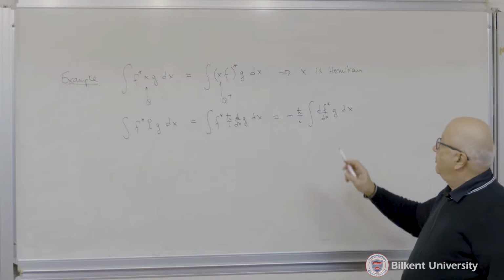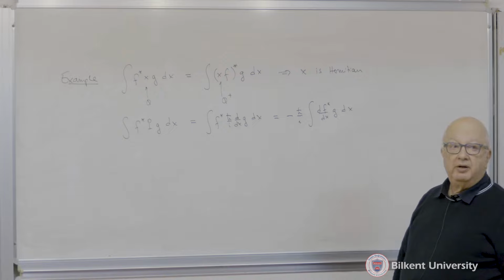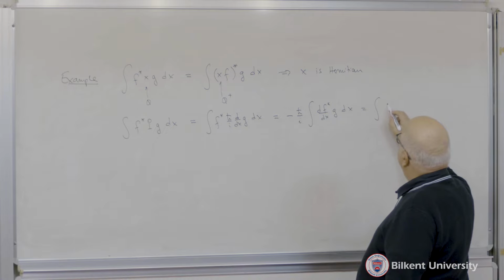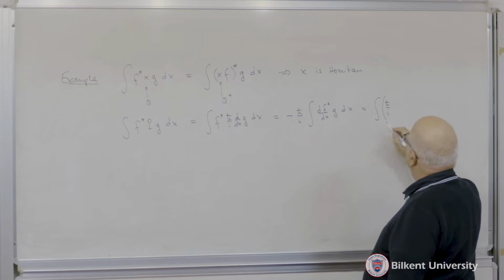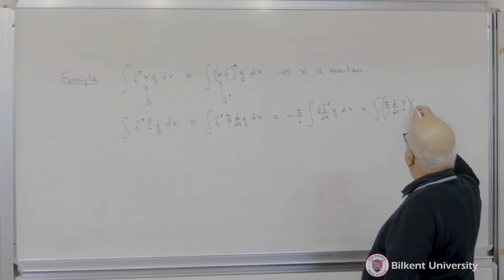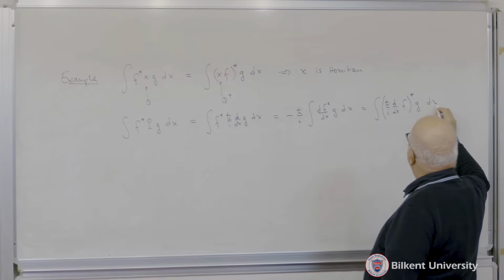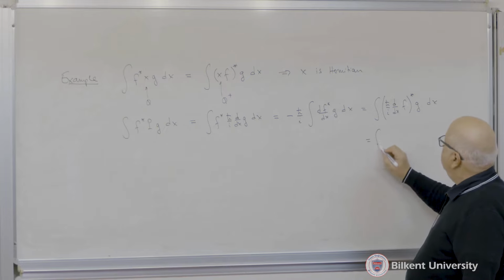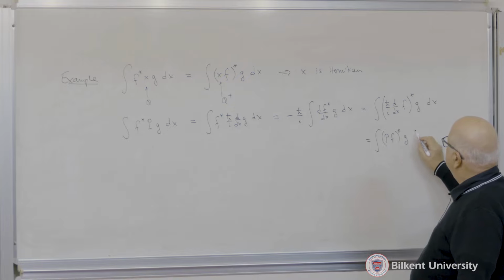But now I can place this h bar over i inside the complex conjugate. So I can write it as h bar over i without the minus sign now, because I can evaluate a complex conjugate. So that's d/dx of f, all starred, times g dx. Let me just finish this. This is going to be the integral of (p f) complex conjugate times g dx.